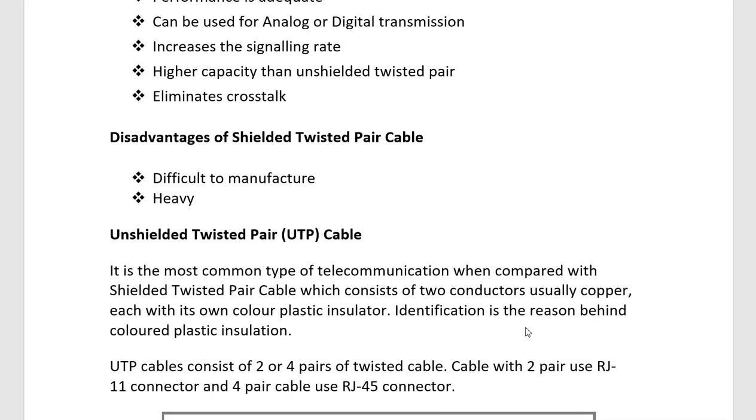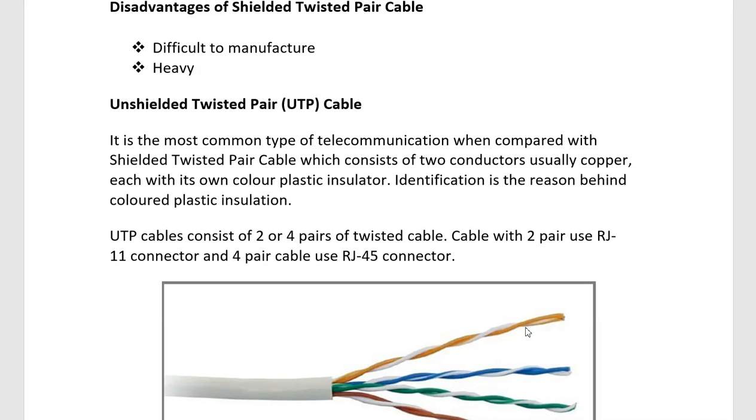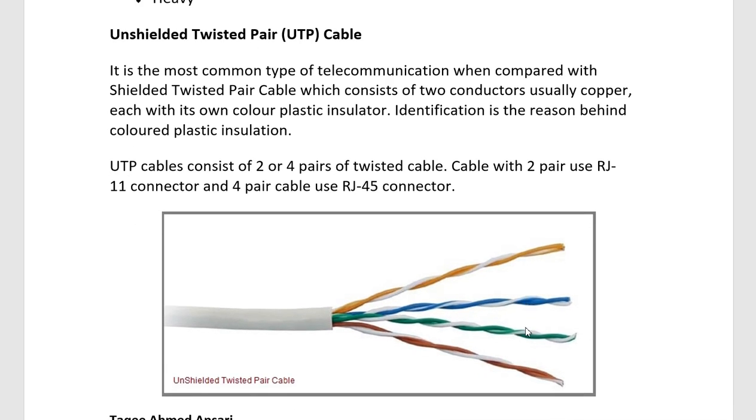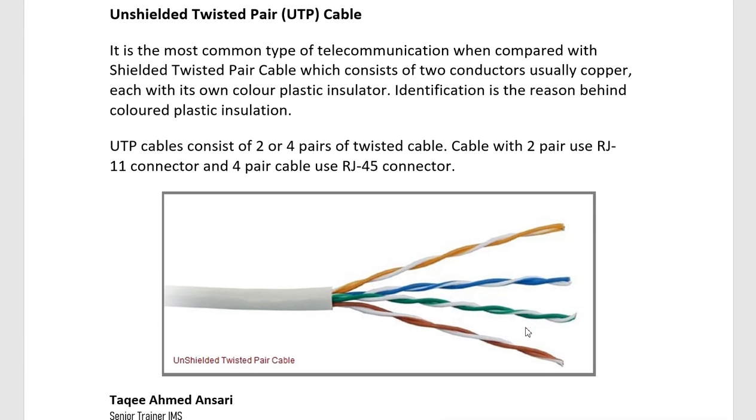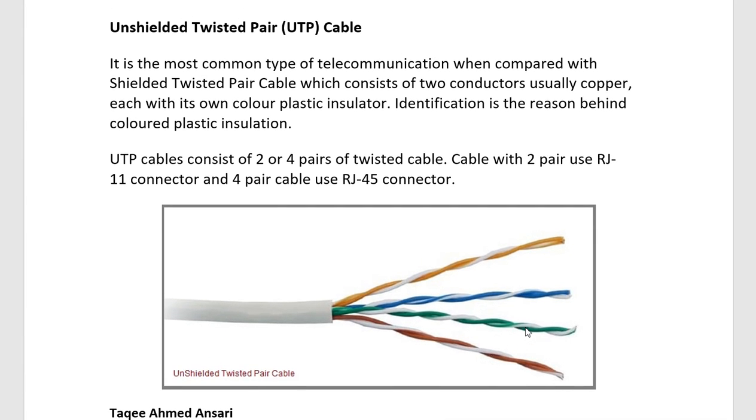On the other hand, we have unshielded twisted pair cable. This unshielded twisted pair is the most common type of telecommunication cable when compared with the shielded twisted pair cable, which consists of two conductors, usually copper, each with its own colored plastic insulator.